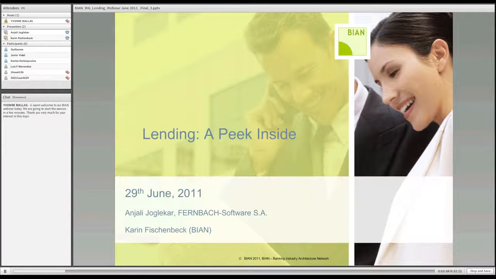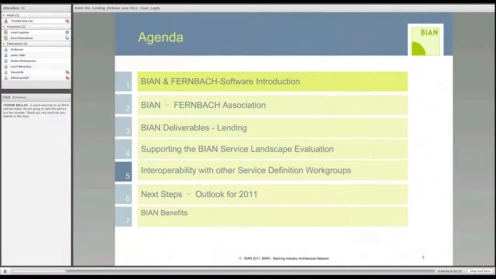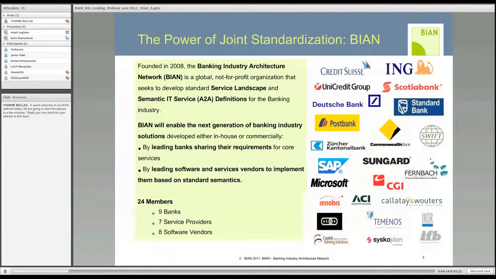So the agenda, and we will have a quick look at this later with Anjali. It covers FERNBACH and Buyin. I will start with a Buyin overview, and Anjali will be leading us through the Buyin deliverables in lending.